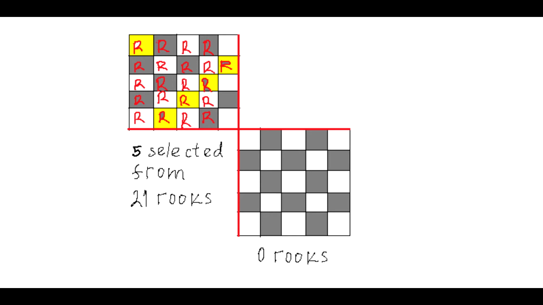The diagram shows an example of 5 rooks selected from 21 rooks placed in one 5 by 5 board so that they don't attack each other. We will prove that such selection is always possible in this situation.